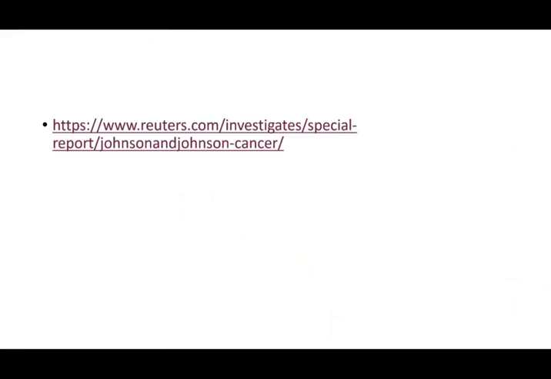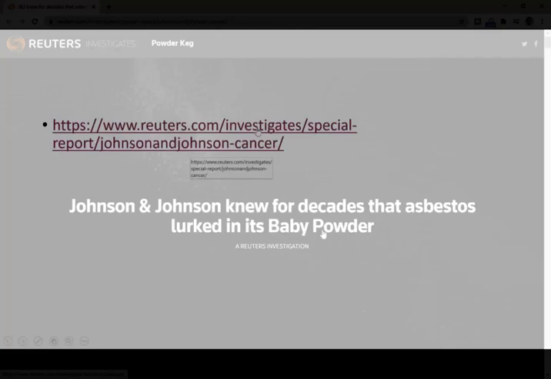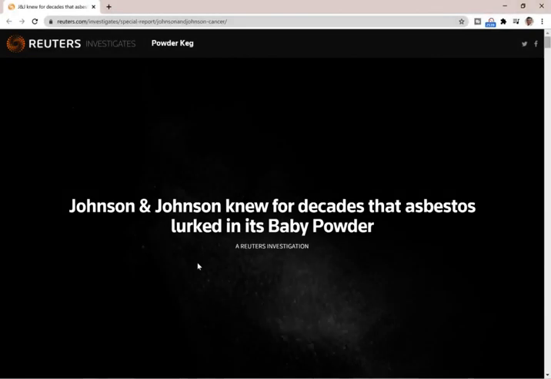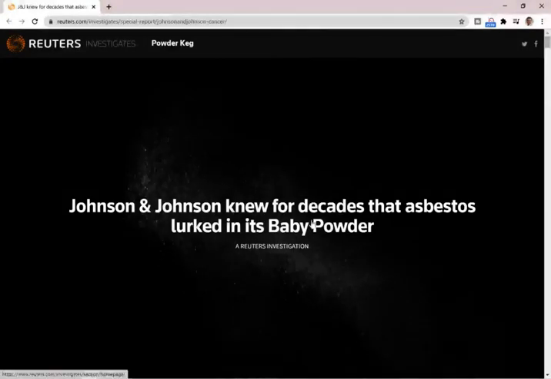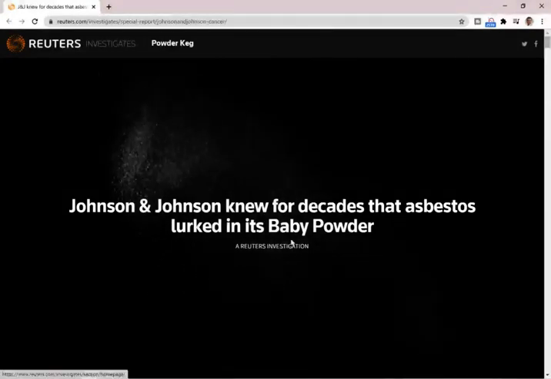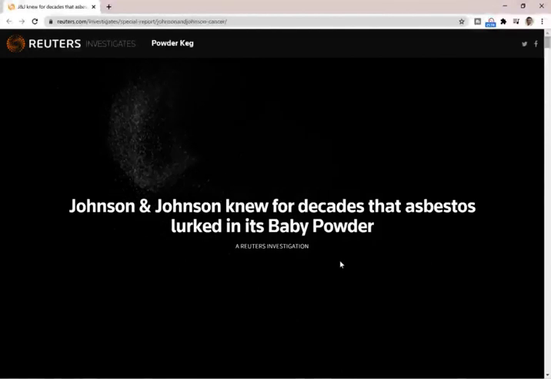The best way to illustrate this is with an example. Don't read too much into my example, just get the gist of it, because these are proprietary things, so we really don't know how they are conducted, but it gives you an idea how algorithmic trading works. Let's assume Reuters released this report about Johnson & Johnson: Johnson & Johnson knew for a decade that asbestos lurked in its baby powder, a Reuters investigation.